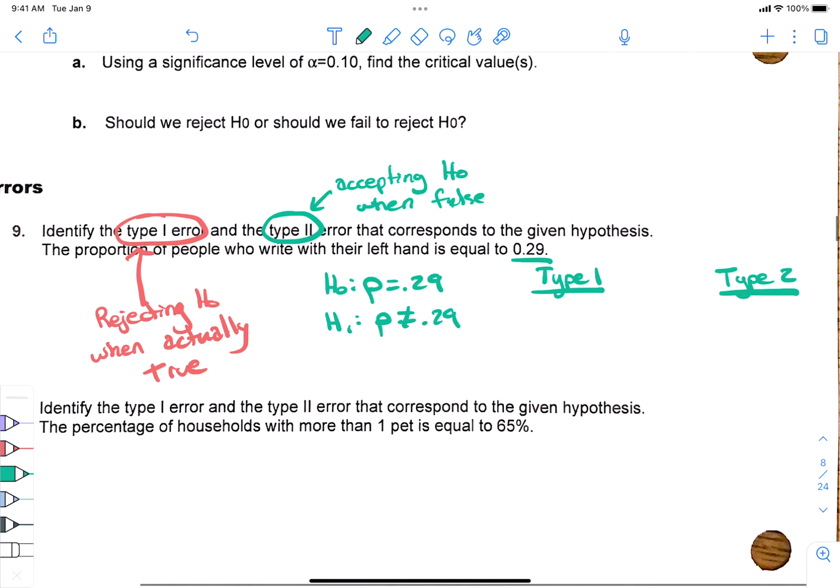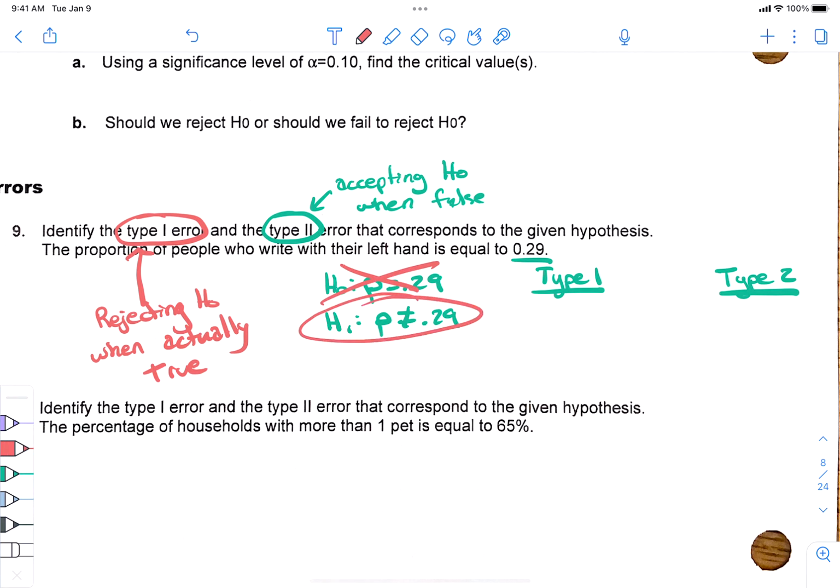Type 1, type 2. Okay, type 1 error is rejecting H naught. So we're saying this is not true and this is.